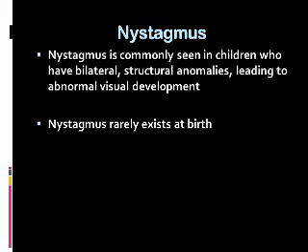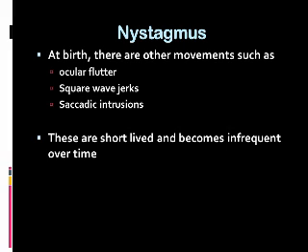Nystagmus is commonly seen in children who have bilateral structural anomalies leading to abnormal visual development. Nystagmus, however, rarely exists at birth. Moreover, there are other eye movements such as ocular flutter, square wave jerks, and saccadic intrusions which can be seen upon birth. However, all these are short-lived and become infrequent over time.